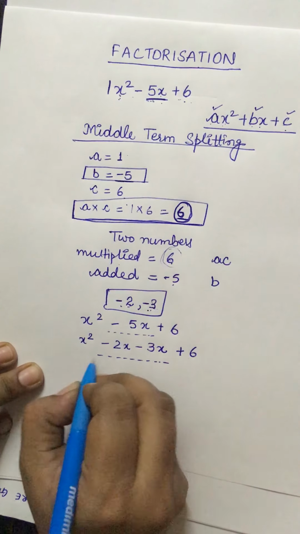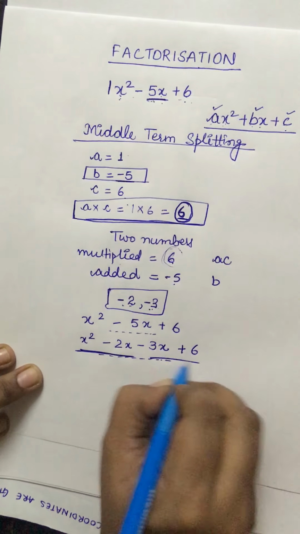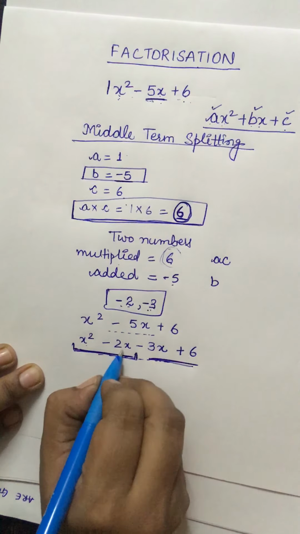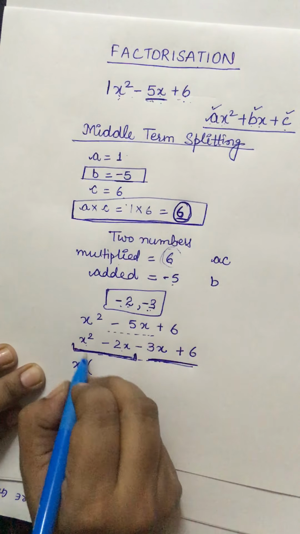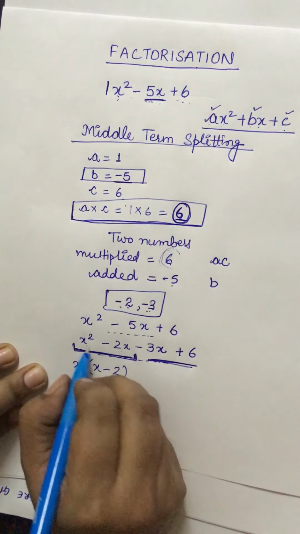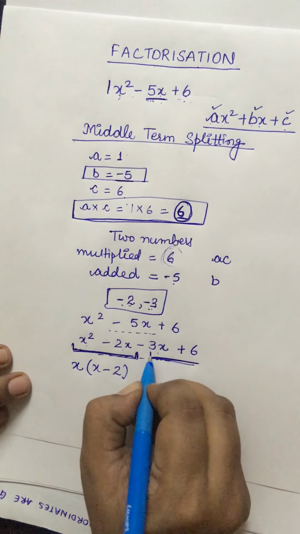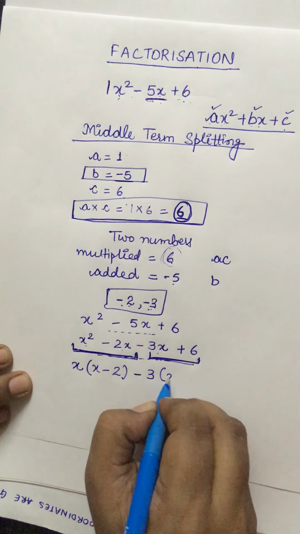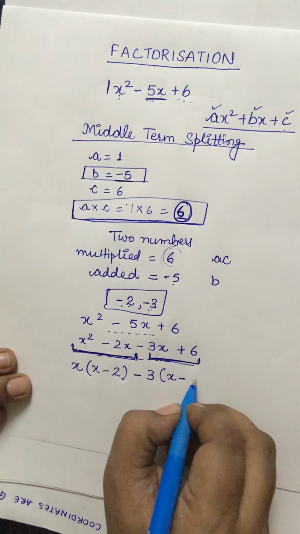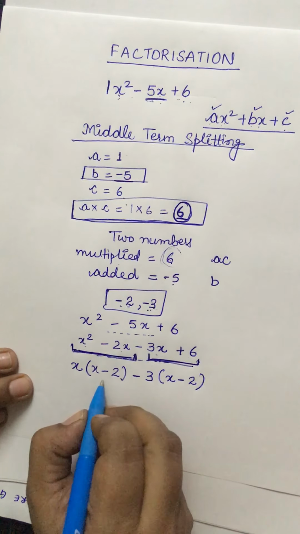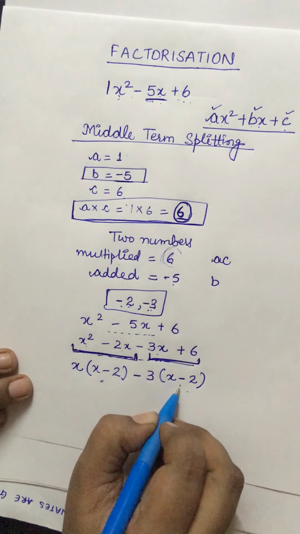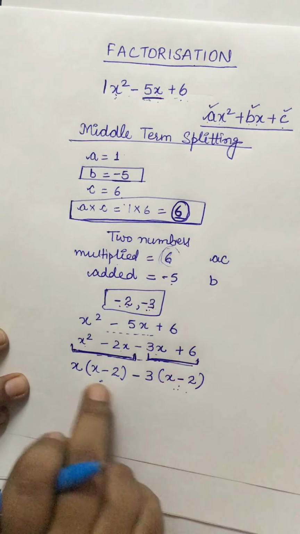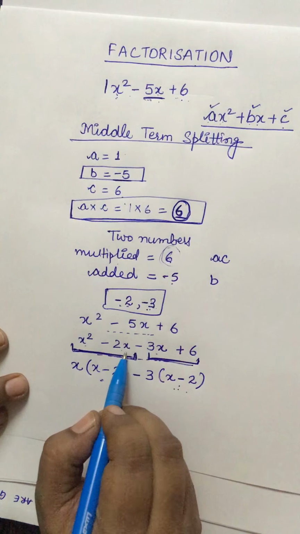So now the next step is, take the first two terms and take the last two terms separately, right? Taking first two terms, we have x common here, and what is left here? X minus 2. From first two terms we take x common, and from the last two terms, what is common here? We can take out minus 3 common here, what is left? Here x is left and the sign changes, and here 2 is left. You will always find these two factors will always be same. If these two are not coming same, it means there is a mistake somewhere in this step, right?